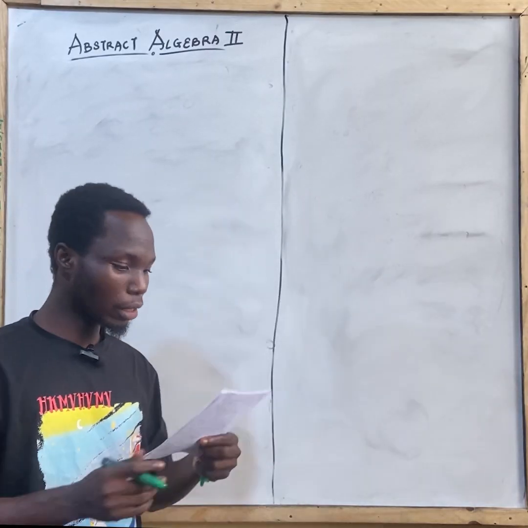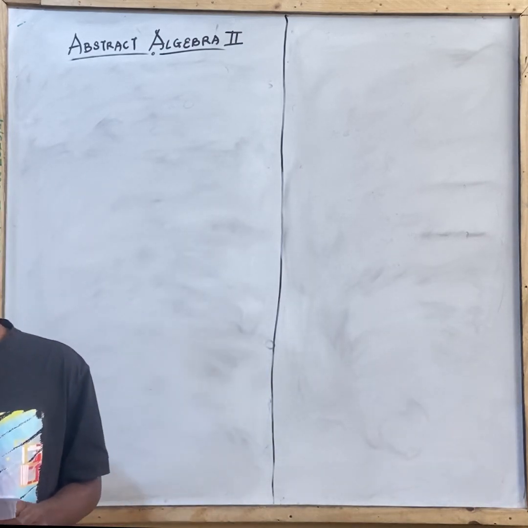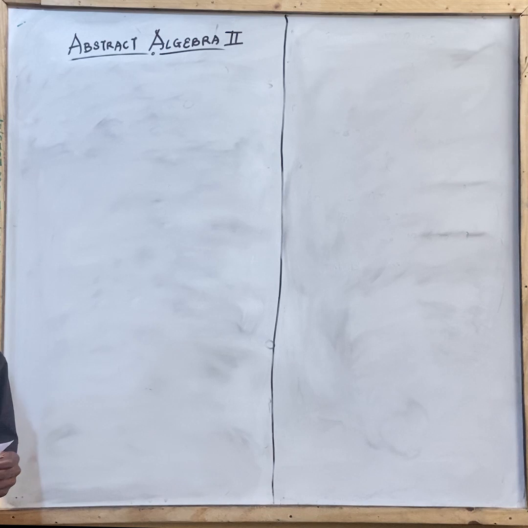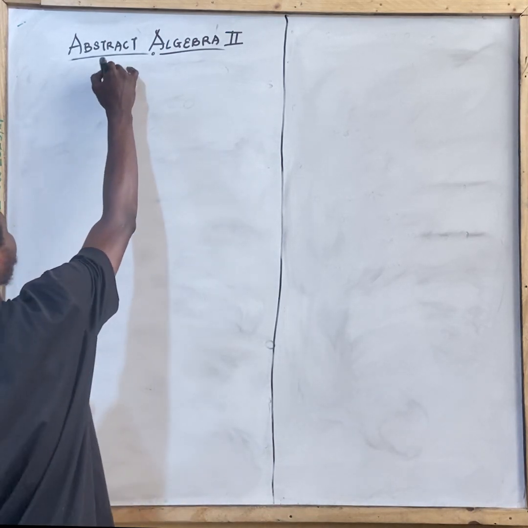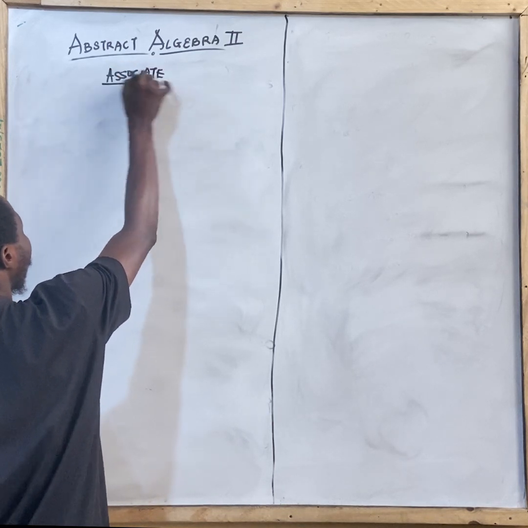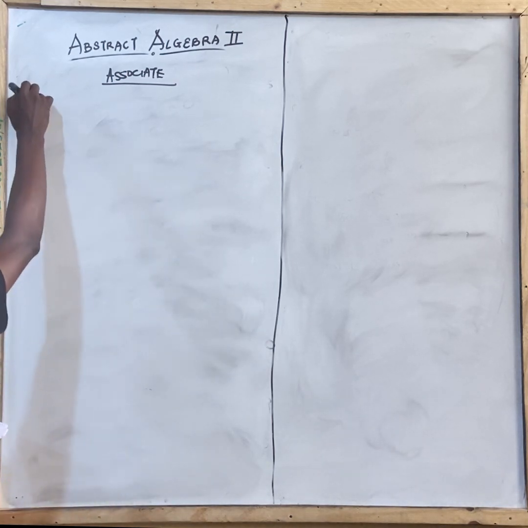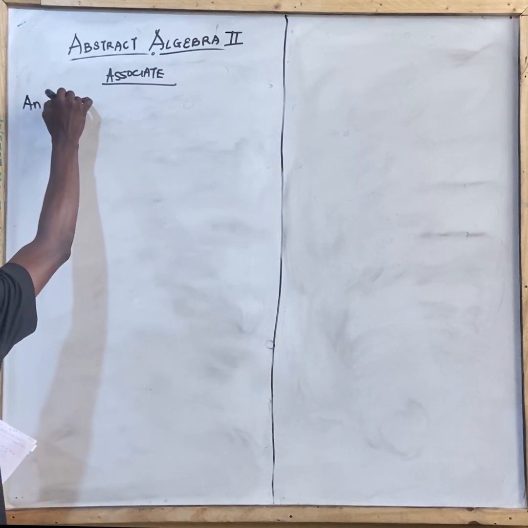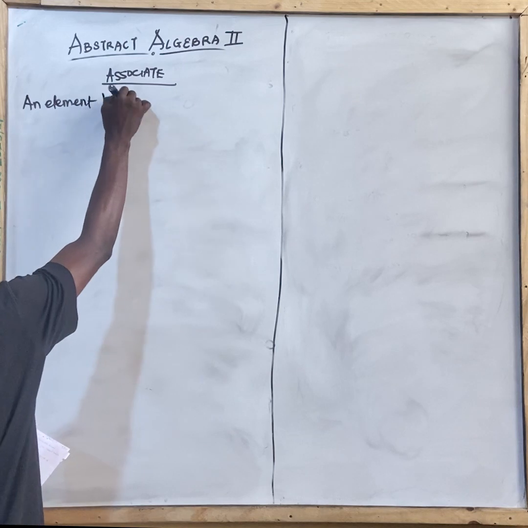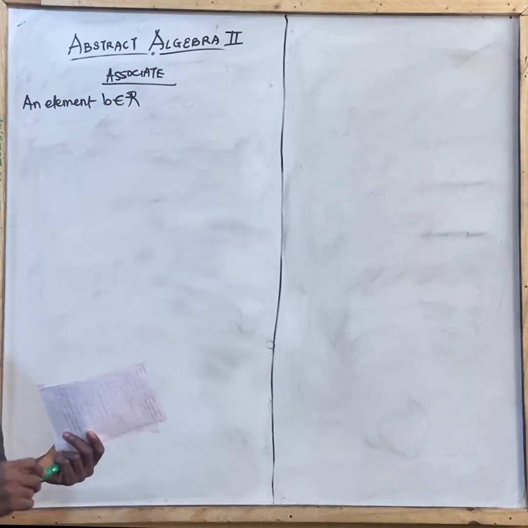So okay, the next thing we are going to move down to is what we call associate. So first thing first, I'll define what an associate is. So an element B in R. So basically what they are trying to say is that there are different things in a ring.